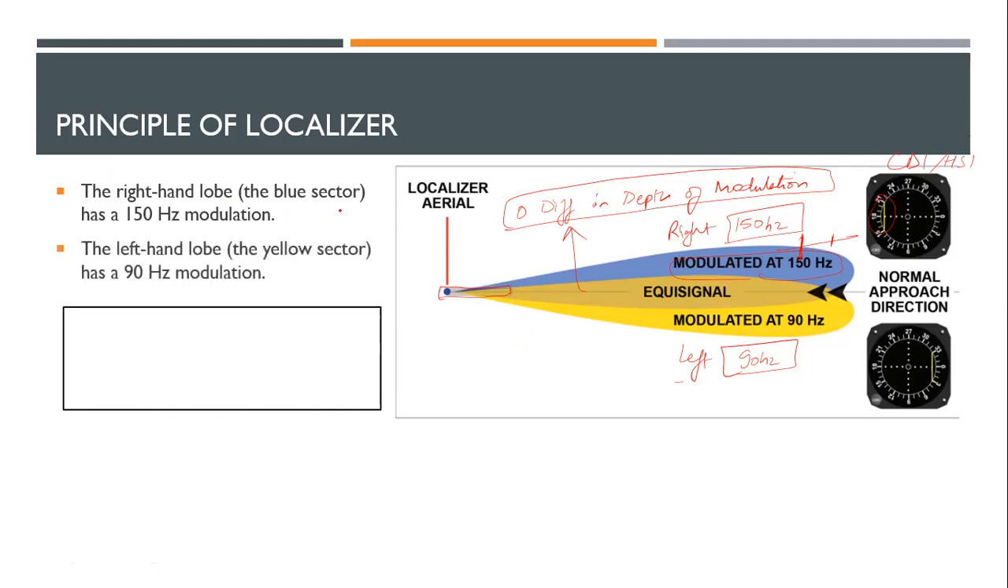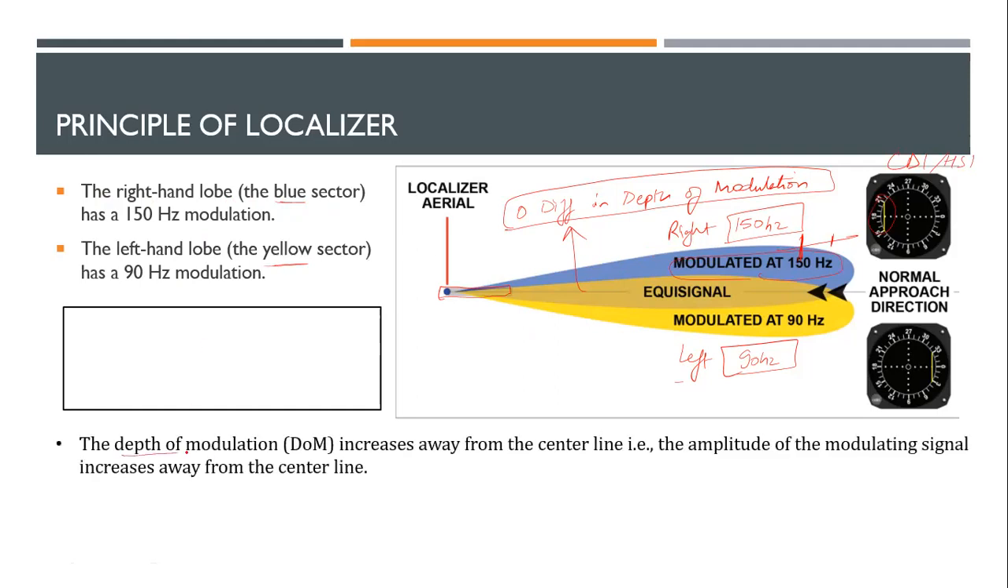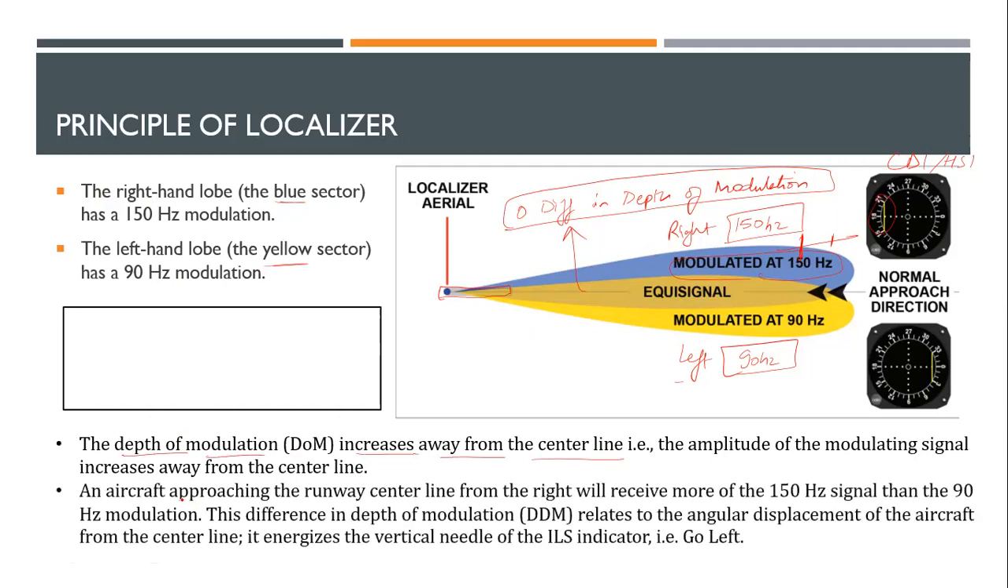The right one, as the color indicates, is also known as blue sector, and the left one is known as the yellow sector. The depth of modulation increases away from the center line. This is the example which I just gave you. An aircraft approaching the runway center line from right will receive more of 150 hertz.